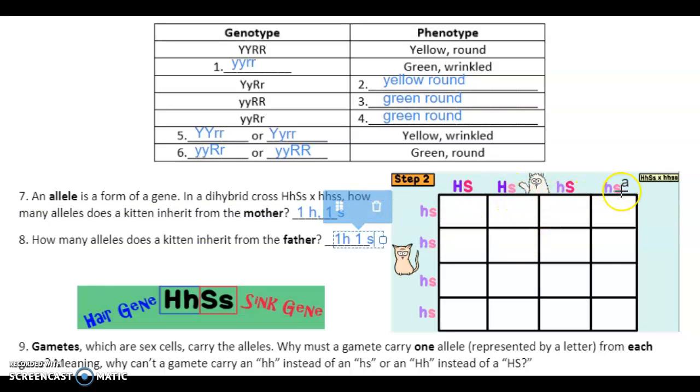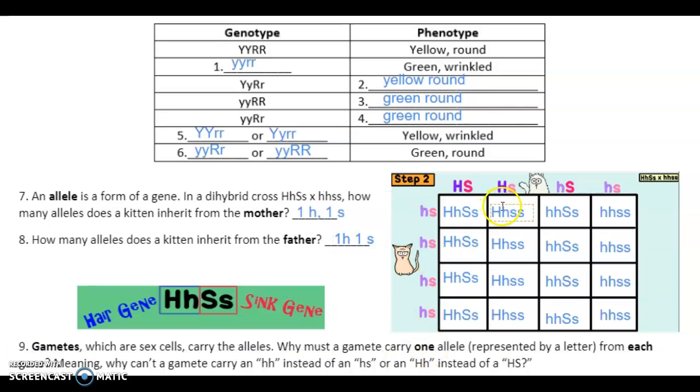This is what it would look like if we put the gametes in there. The big H could go with the big S, or the big H could go with the little s. The little h could go with the big S, or the little h could go with the little s. So these are the possible combinations for that parent. This parent only had little h's and little s's, so they would all come out the same.